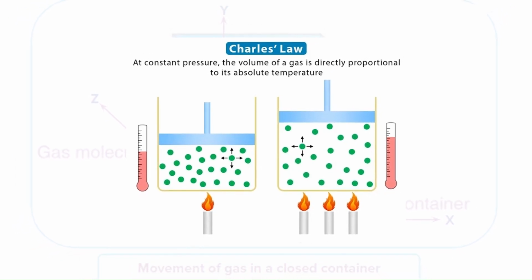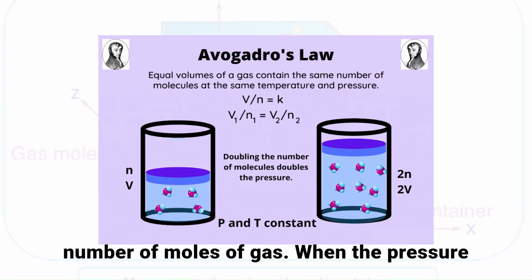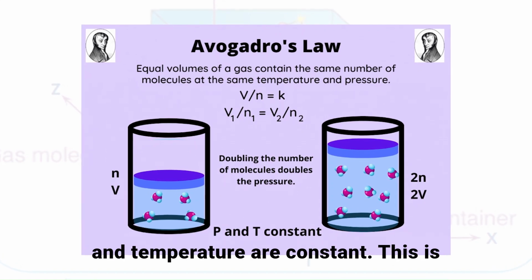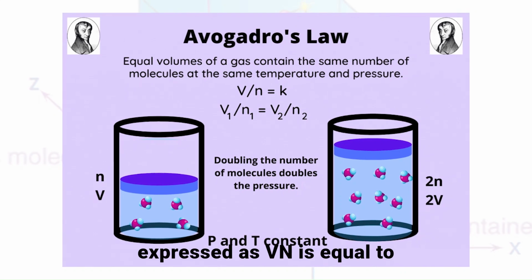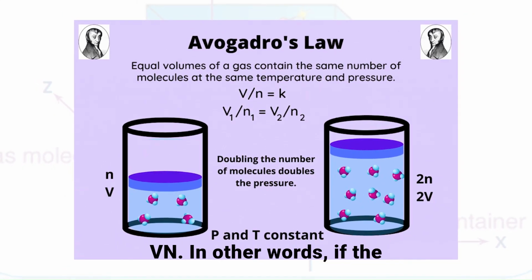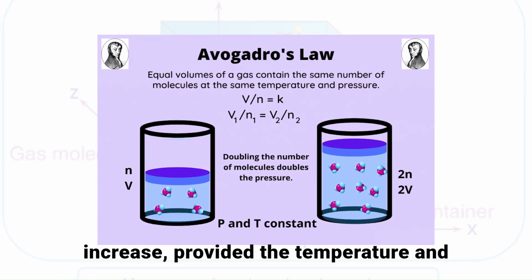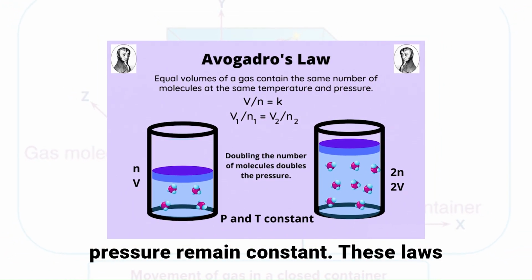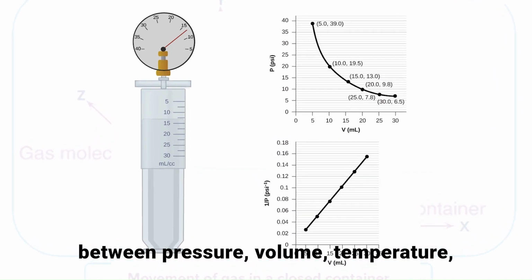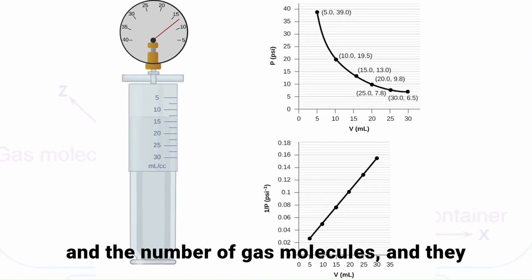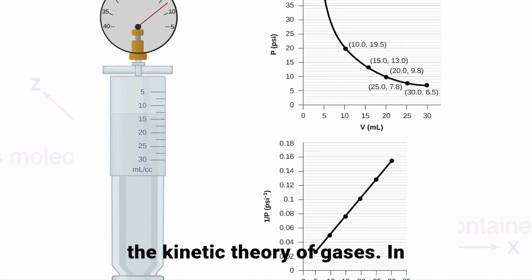Avogadro's law states that the volume of a gas is directly proportional to the number of moles of gas when the pressure and temperature are constant. This is expressed as V1/n1 is equal to V2/n2. In other words, if the amount of gas increases, the volume will increase, provided the temperature and pressure remain constant. These laws help us understand the relationships between pressure, volume, temperature, and the number of gas molecules, and they are all consistent with the principles of the kinetic theory of gases.